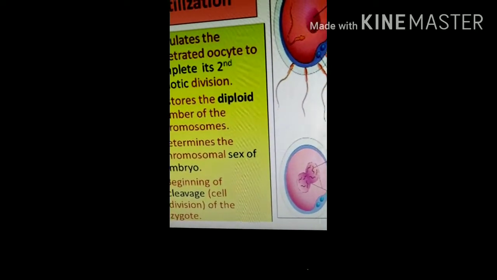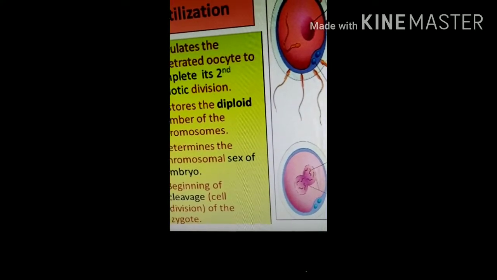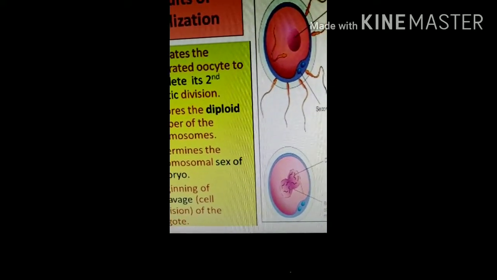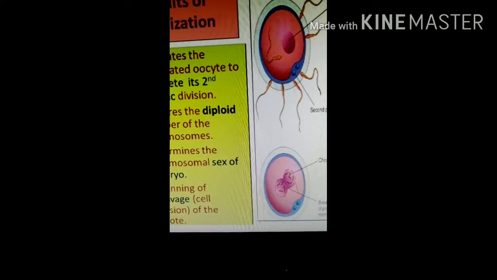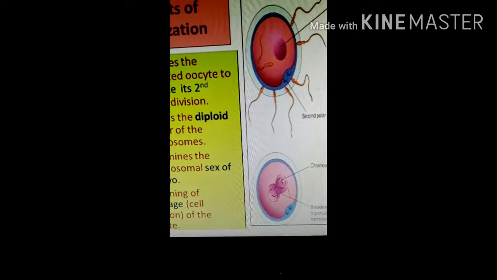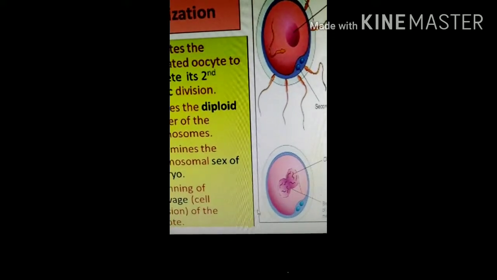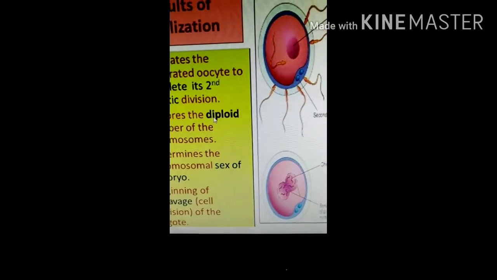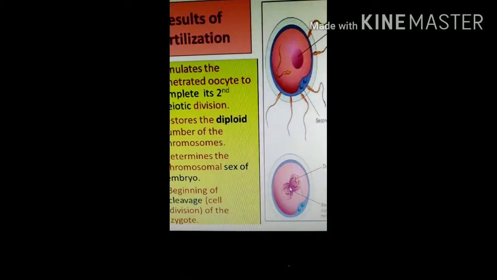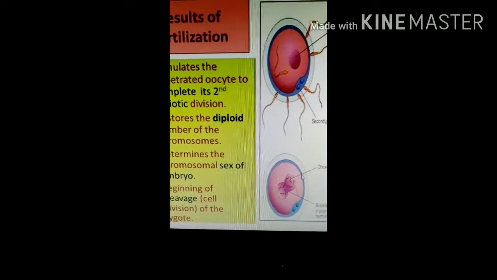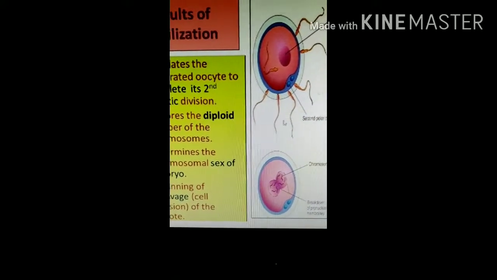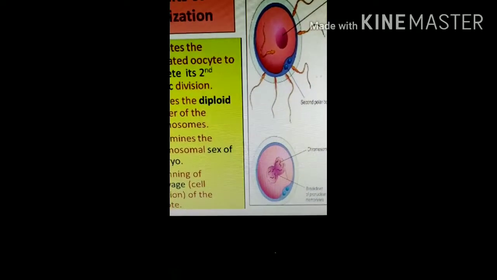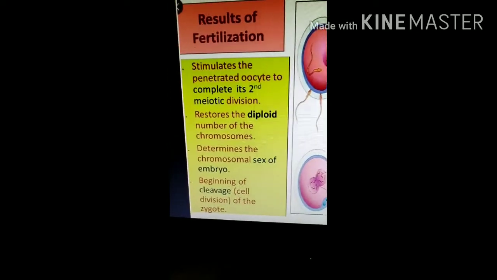This is the male pronucleus, containing 23 chromosomes, and this is the pronucleus of the female, containing 23 chromosomes. When they fuse they form 46, so the chromosomes are restored, that is diploid. After that, the male chromosome contains either X or Y, the sex chromosome either X or Y.